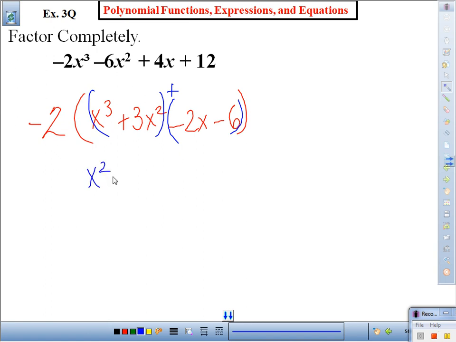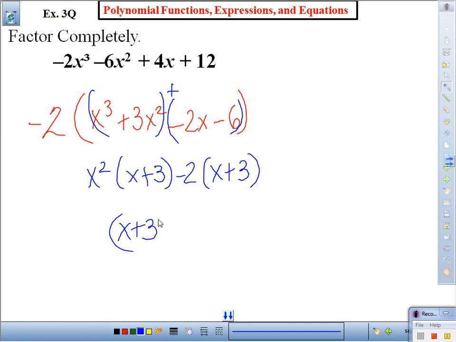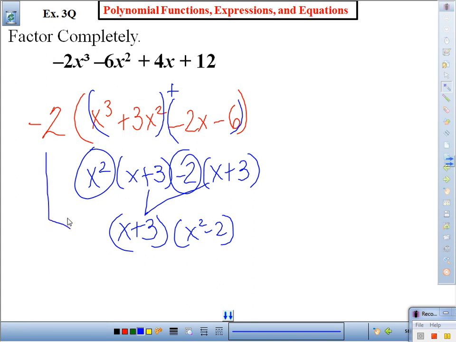So GCF here is x squared, x plus 3. GCF here is -2, x plus 3. My factors are x plus 3, which is here. What's left? X squared minus 2. Let's look at this. Is this a difference of squares? No, 2 is not a perfect square. And don't forget your BFF. -2, and these are my factors.